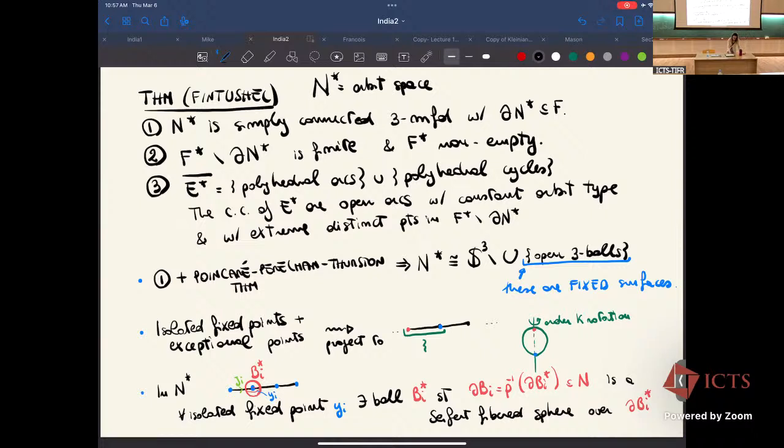What Fintushel proved is that this orbit space is a simply connected three-manifold, and the boundary components are really these fixed surfaces. Because of that, and the Poincaré-Perelman-Thurston theorem, these three-manifolds really look like S3 with some open balls removed. The second point is that he also showed that you always have a fixed point, and the set of isolated fixed points is finite. So you have only finitely many isolated fixed points.